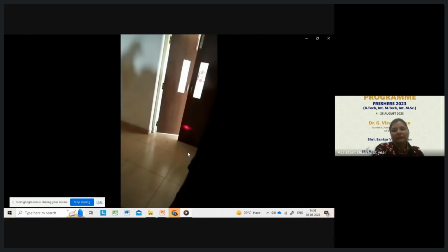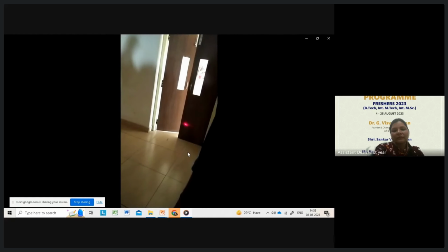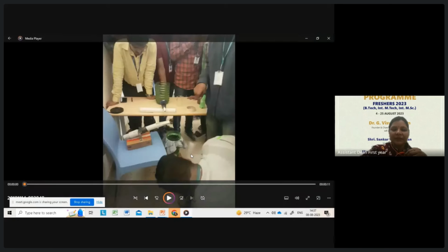This is the demonstration of total internal reflection. This is the quality of the water to be checked. This is what they are doing in the chemistry lab. And they have prepared different filters in the chemistry lab only.